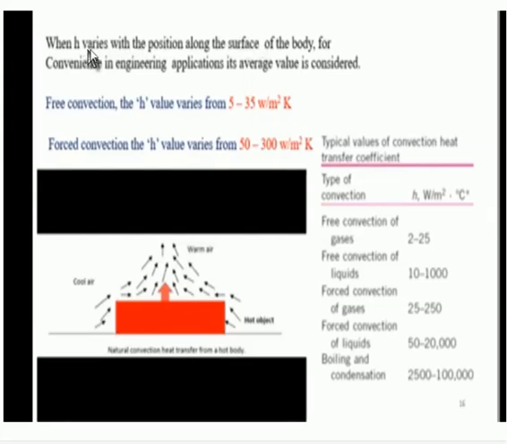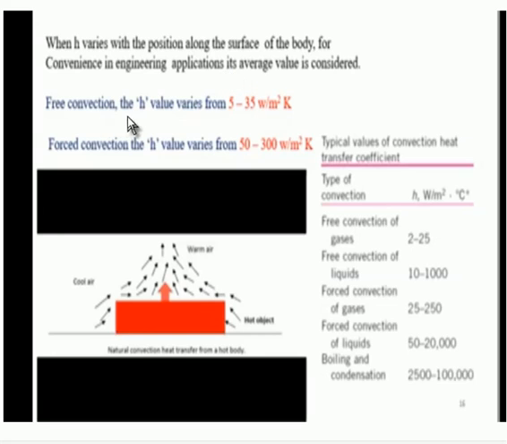Next, when H varies with the position along the surface of the body, for convenience in engineering applications its average value is considered. If the H value is different for different positions, then we can take the average value to calculate the heat convection.